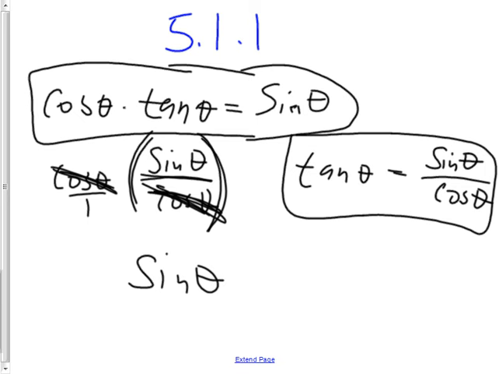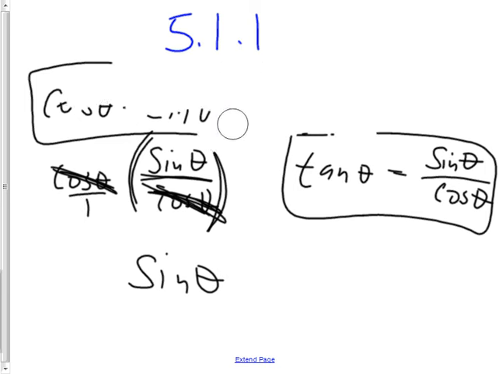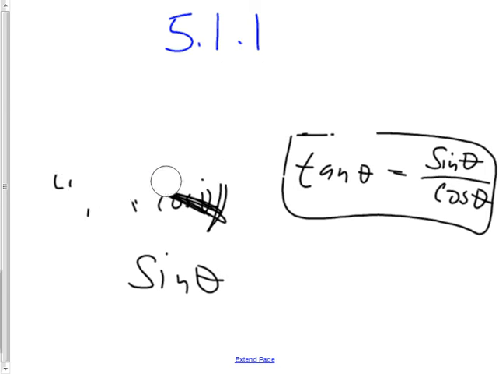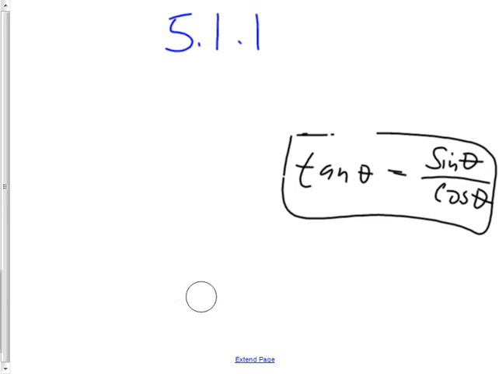Okay, I'll give you another one like that. All right, you know what? I'm going to have to give you a few more things first. So far, I've only told you tangent is sine over cosine. Well, there's a bunch more. There are, in fact, several categories.